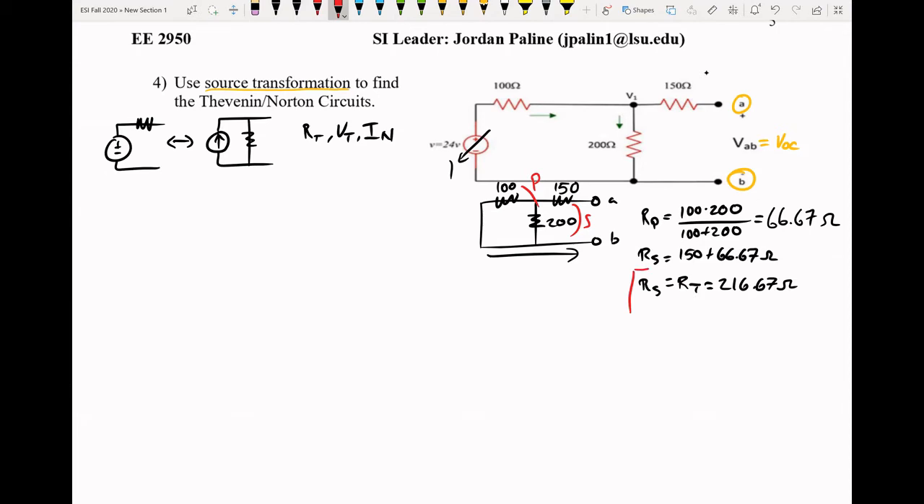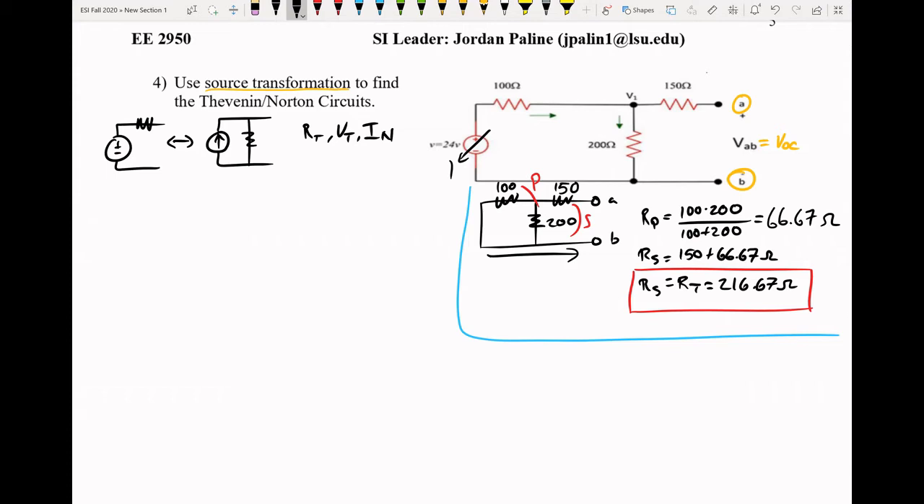All right, so we got the easy part out of the way. This part doesn't require any source transformation. But the source transformation part is just going to be where we're going to try to determine V Thevenin and I Norton without actually doing the typical methods that we've been using.